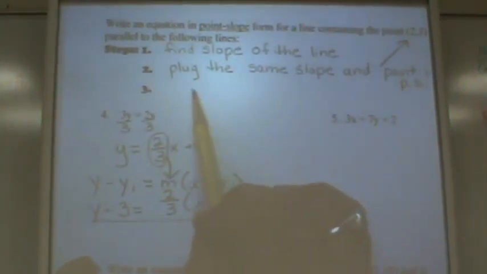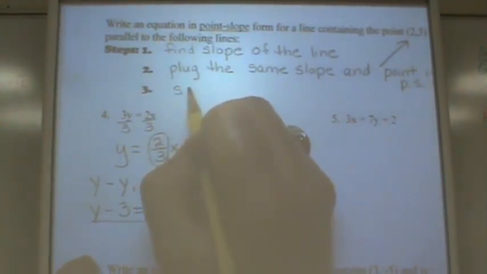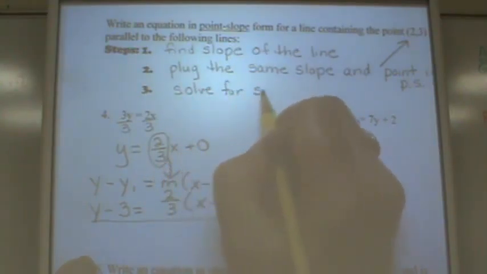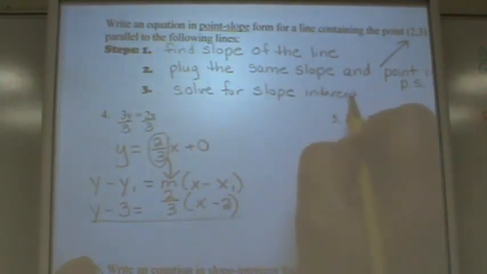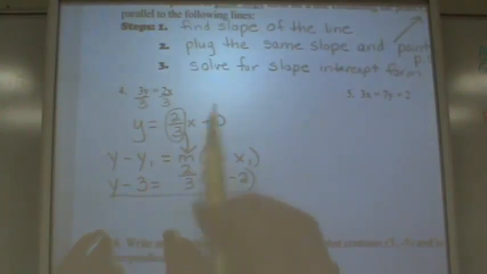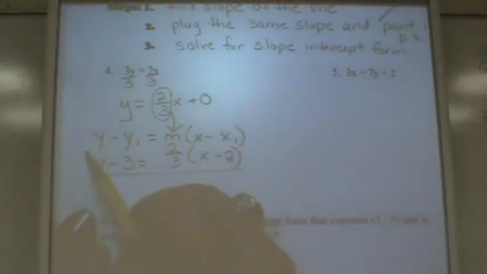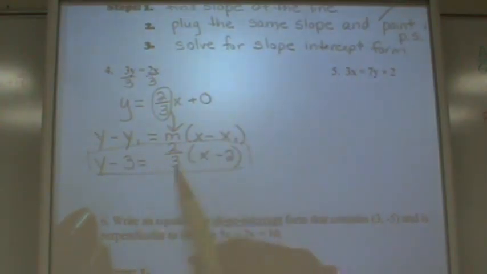So I'm going to ask you to solve for slope intercept form as well. So this will give you the answer. After you find the slope, you plug the slope and that point into point slope form. I did it all in 2. But you also are responsible for taking this one step further and rewriting this in slope intercept form.